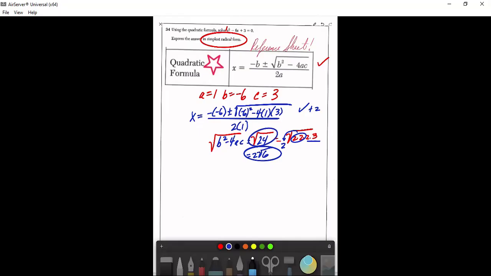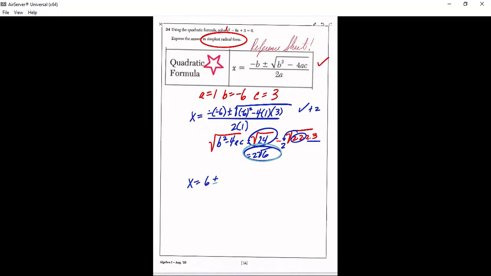Now that we have this, we can finish up our problem. So it's going to be x equals, it's a negative times a negative, so this is going to be a +6 plus or minus, and this goes in for the b squared minus 4ac part. So this is going to be 2 square root of 6, and then this is going to be over 2.